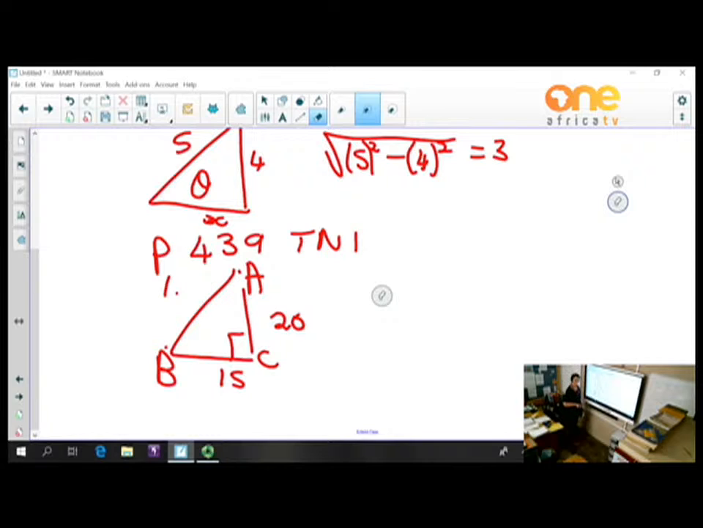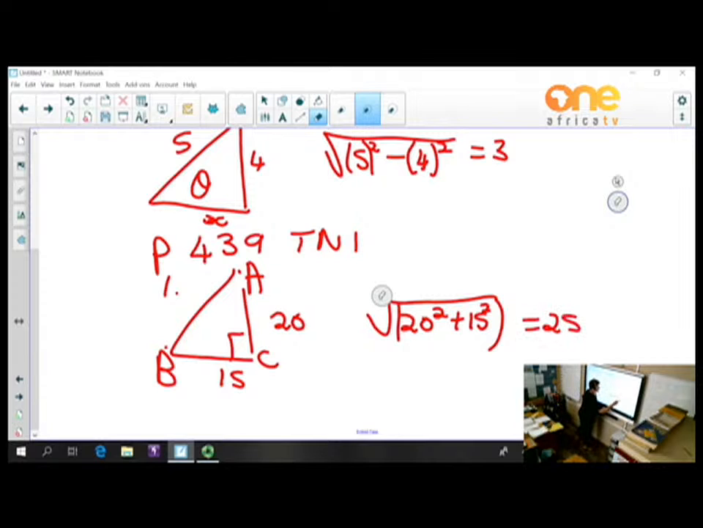Do I add or subtract? I'm going to add. So this one will then be 20 squared plus 15 squared. You can use your calculator. The square root of 20 squared plus 15 squared, close, is equal to, and my answer is 25.